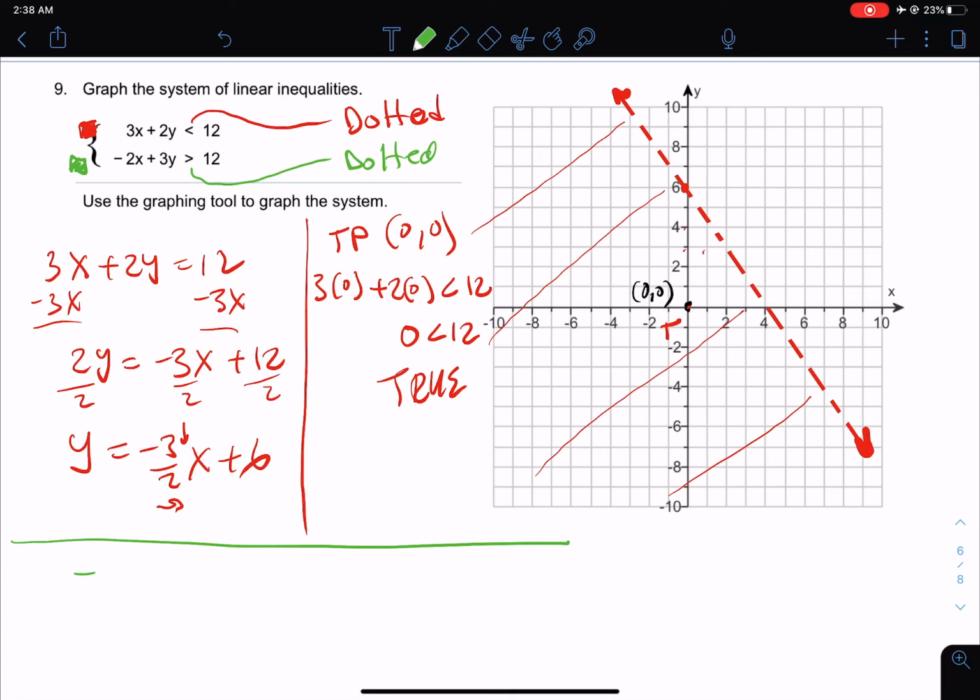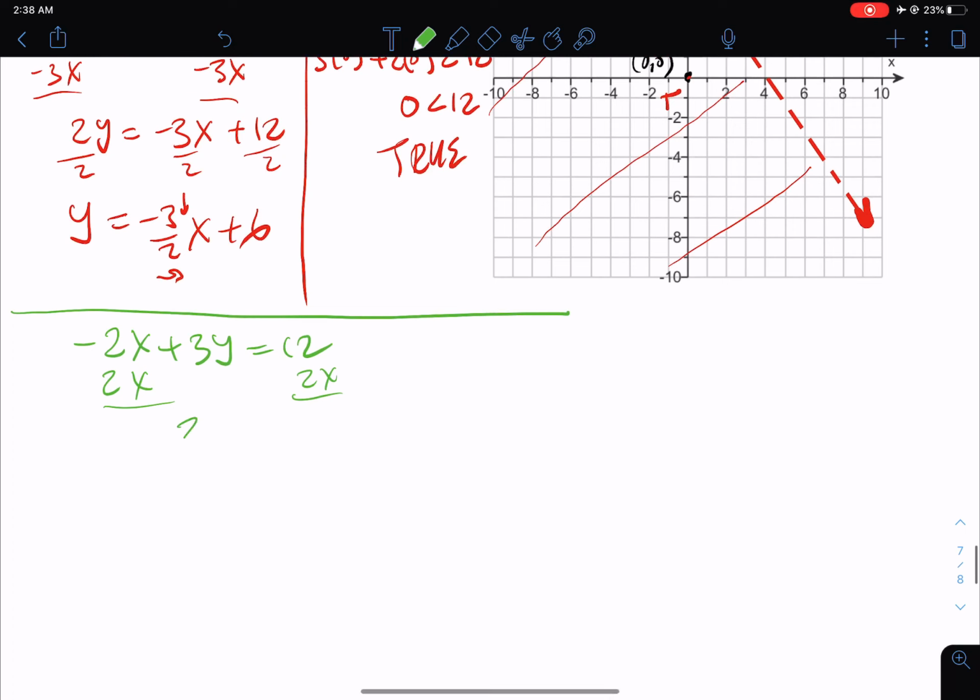Now I've got my inequality. I'm going to turn it into an equation: -2x + 3y = 12. Solve for y, putting it in slope-intercept form. Add 2x to both sides. This gives me 3y = 2x + 12. Then we divide by 3, and we get y = (2/3)x + 4. So 4 is my y-intercept.